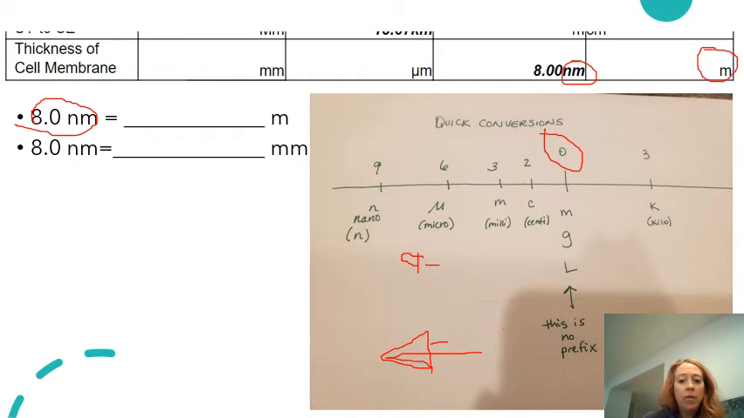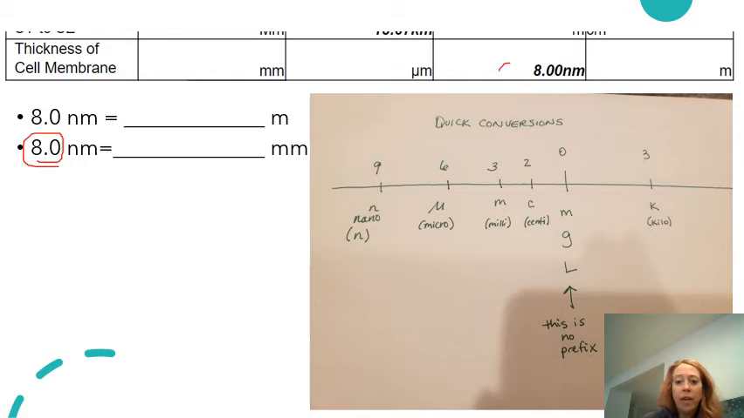Now, let's do the next one. So now we're going to do the next conversion. Every time you do the next conversion, just erase the stuff that you did before and go to the next one. So we're starting again with 8 nanometers. That's what we're starting with. Remember, it's nano because I've got the prefix in front.